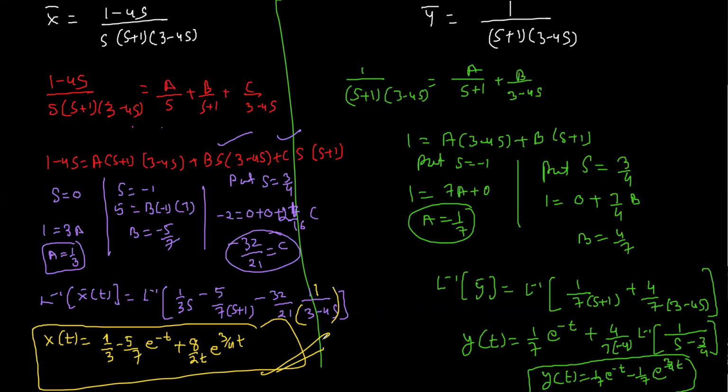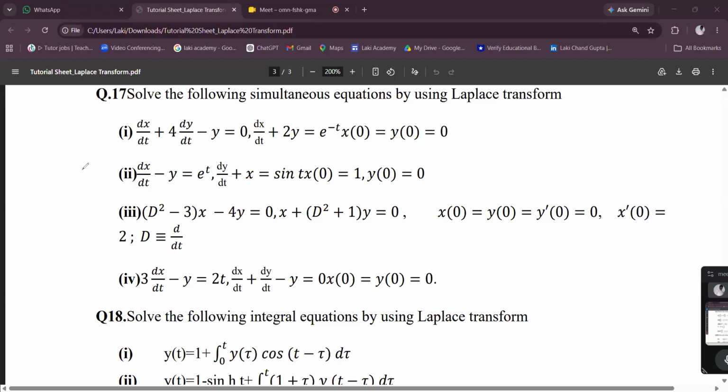So in this part, just like simultaneous equations, solve separately x bar and y bar, and then put the value of x bar and y bar by using the equation method. Right? Any other question you want to solve?